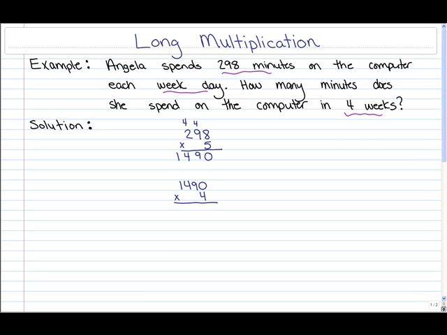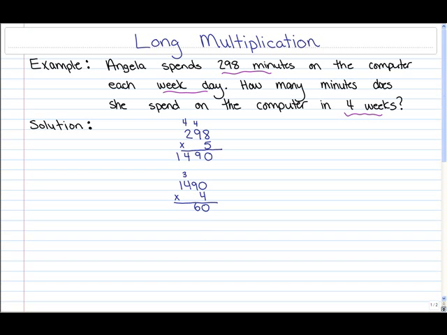We're going to start with the last digit of the multiplicand, the 0, and multiply it by the multiplier, which is the 4. 0 times 4 gives us 0. So that was easy. Now we're going on to the next digit of the multiplicand, which is the 9, and we're going to multiply it by the multiplier, the 4. Well, 9 times 4 gives us 36. So we write the 6 from the 36 down below the 9, and we carry the 3 from the 36 forward above the next digit in the multiplicand.